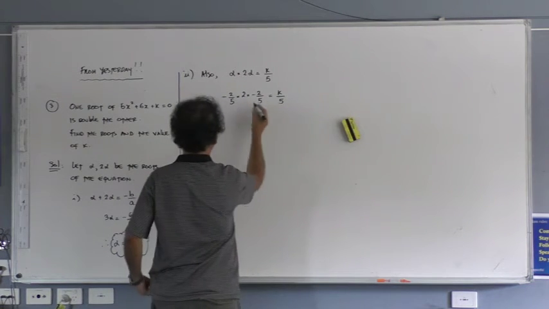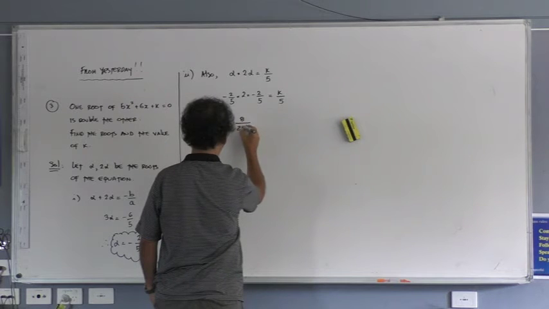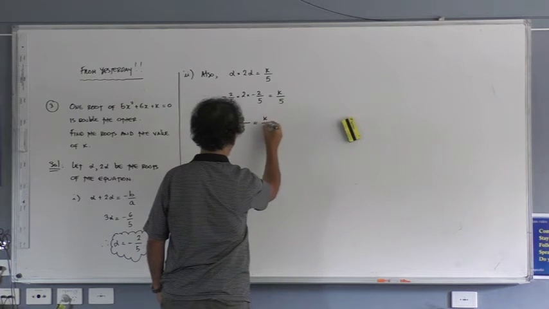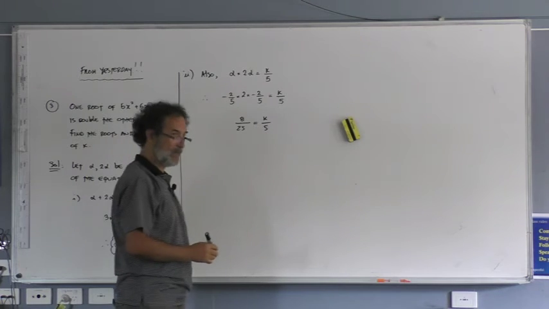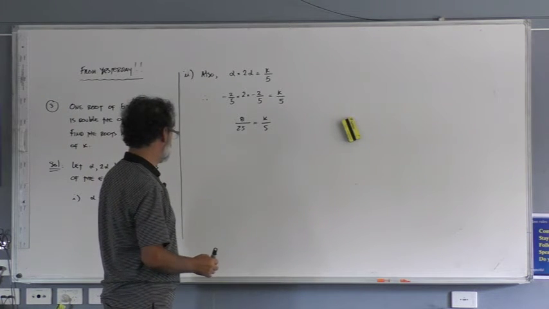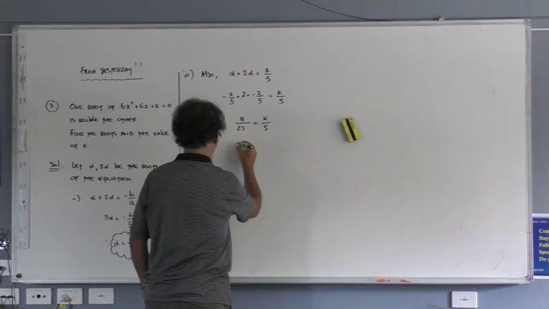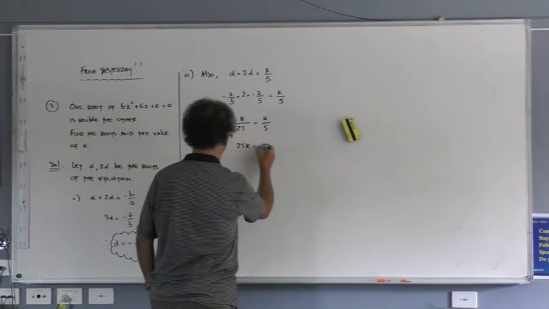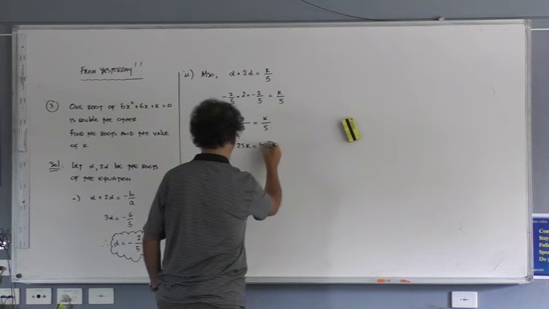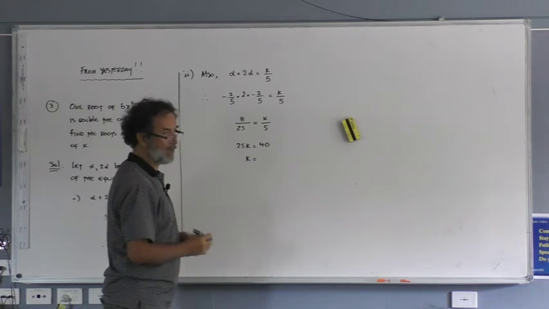So this will give you 8 over 25 is equal to K over 5. Yeah, that's better. Okay, and then we can cross multiply or we can divide by 25. It doesn't matter. So we're going to say 25K is equal to 40. Yeah, now we're going to get the right answer. So it's 40 over 25.